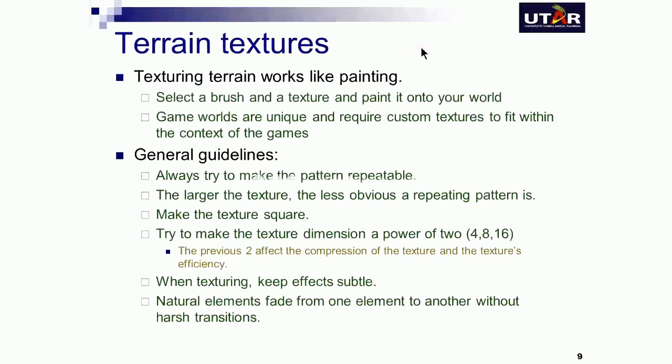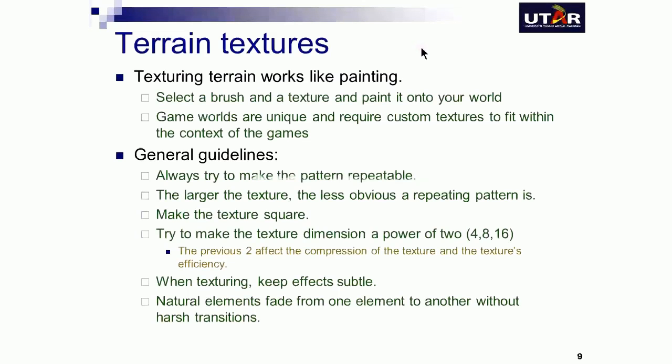You should try to make the texture square, because that makes it easier for Unity to plaster it across your terrain, and make the texture dimension a power of 2, for example, 2 to the power of 3, to the power of 4, to the power of 5, and so on. These two guidelines, making the texture square and making the texture dimension a power of 2, help to affect the compression of the texture and the texture's efficiency. This is related to how the Unity texture processing engine actually works to generate and render the textures.